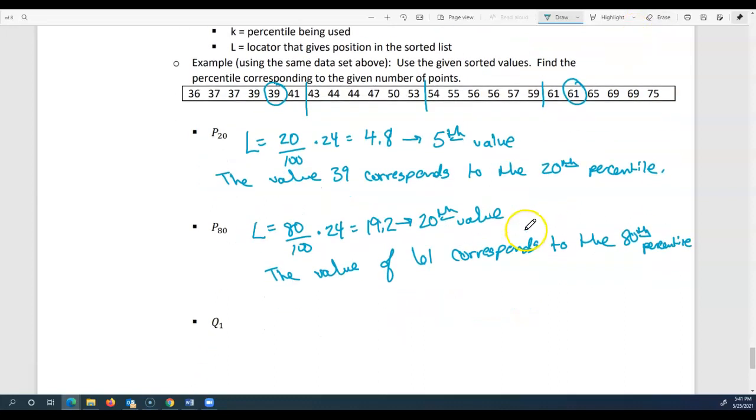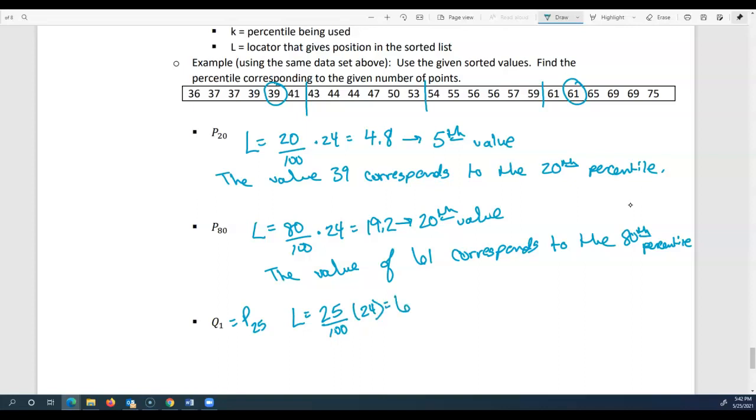And then we need to find Q1. And there is going to be something with this one too. So remember, Q1 is the 25th percentile. It separates the lower 25% from the upper 75% of data. So let's find the location. It's going to be 25 over 100 times 24. And I'm going to get 6.